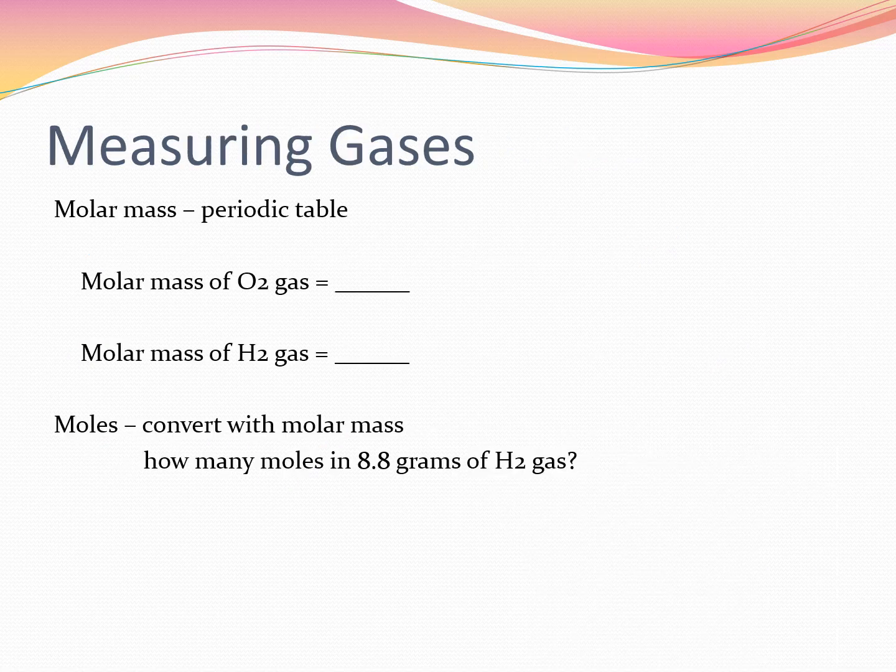Let's talk about ways to measure gases. So the first way we're going to talk about today is measuring molar mass. We use the periodic table to do these calculations. The molar mass of oxygen gas is going to be equal to 15.999. That is the mass of oxygen on the periodic table, but because oxygen is diatomic, it's an O2, we're going to multiply that by 2, and we're going to get a molar mass of 31.998 grams per mole for oxygen gas. In the Edpuzzle, go ahead and find the molar mass of hydrogen gas.